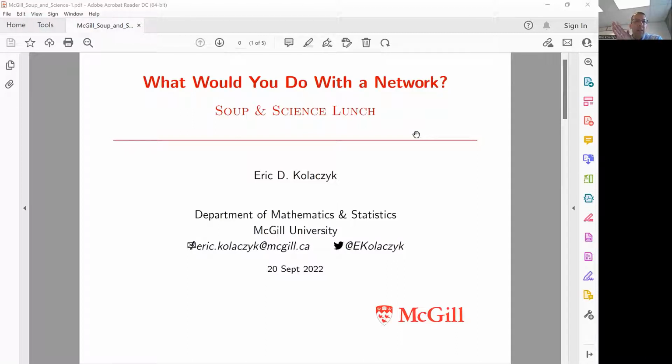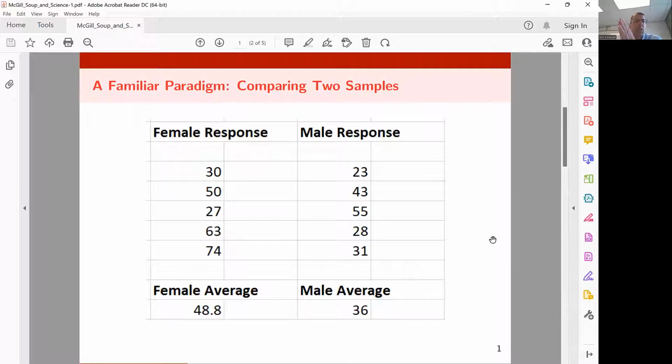So my elevator pitch here is around what would you do with a network? We have networks all around us now: biological networks, social networks, transportation networks, and they are, for someone who works in mathematics and statistics or engineering or other fields, a data object that is interesting to study.